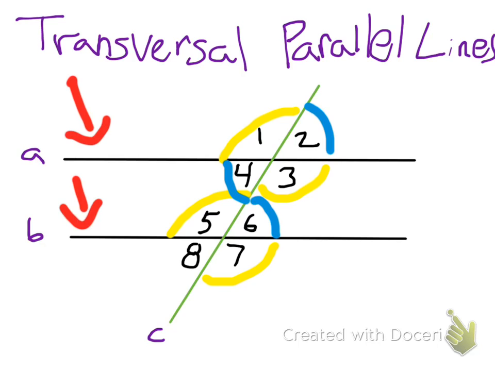And I know that angle 4 is the same measurement as angle 2. That means that 4 and 6 are also the same. And the corresponding angle with angle 4 is angle 8.